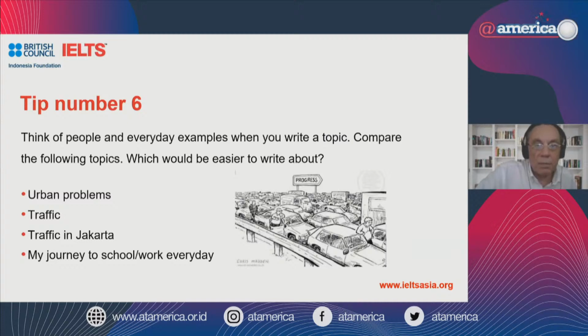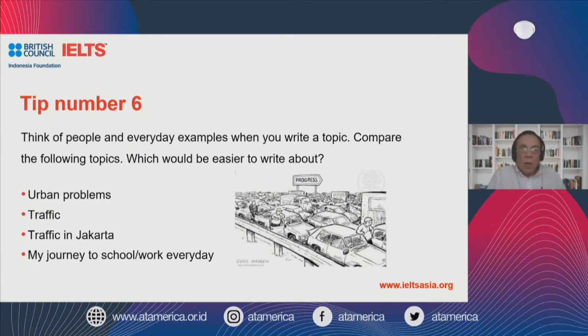On to number 6. You're still stuck on generating sentences? Here's the solution. Think of people and everyday examples when you write a topic. Compare the following topics. Which would be easier to write about? Let's say, for instance, I'll say to you, I want you to write something about urban problems. Oh boy, you'd be thinking, wow, where do I begin? All right, well, don't write about urban problems. Write about traffic. Pretty similar thing.